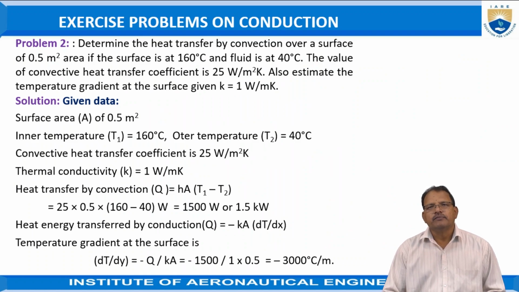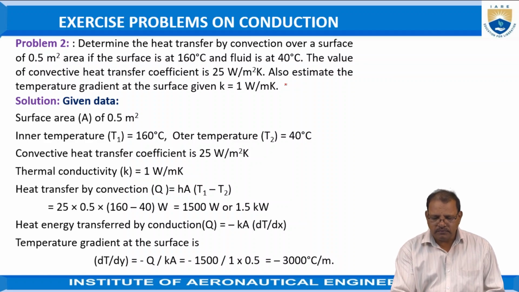The second problem is: determine the heat transfer by convection over a surface of 0.5 meter square area, if the surface is at 160 degree centigrade and the fluid is at 40 degree centigrade. The value of the convective heat transfer coefficient is 25 watts per meter square per degree Kelvin. Also estimate the temperature gradient at the surface, given K equal to 1 watt per meter per degree Kelvin.